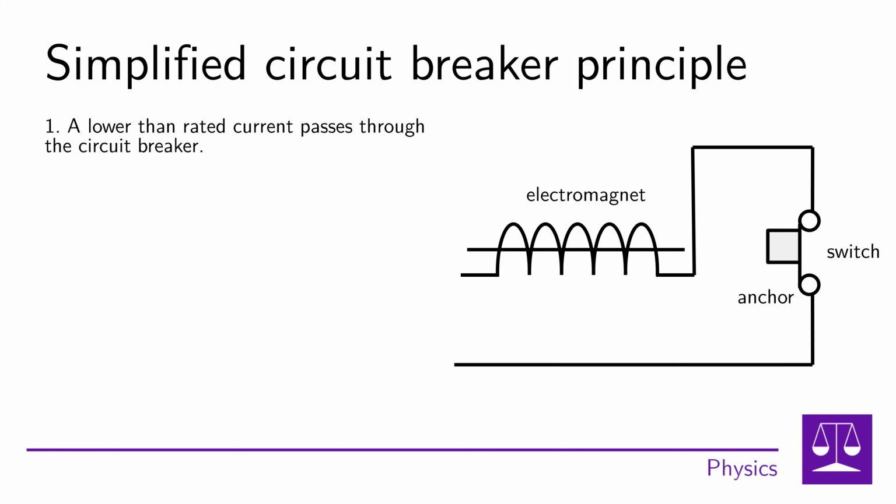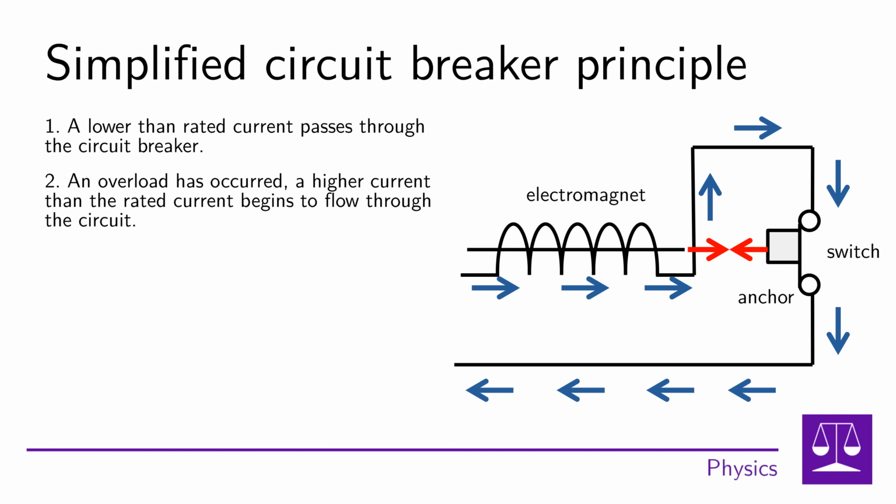Next, the circuit breaker contains a switch and a steel armature attached to the switch, which is closed. Therefore, an electric current can pass through the circuit breaker that is now lower than the rated current. The electromagnet starts to behave like a magnet and starts to attract the armature. However, its magnetic effects are not strong enough to attract the anchor.